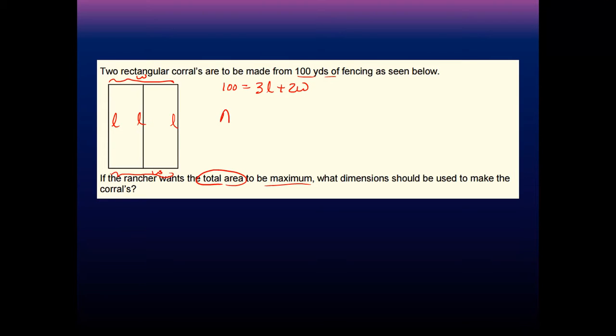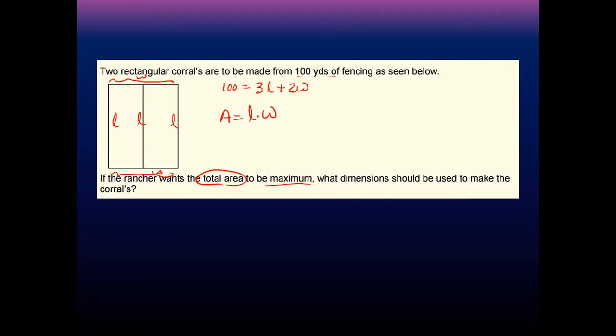Okay, how do we calculate the area of this corral? That's easy. Now that's length times the width. Length times the width. Okay, so we got that. So we actually made pretty good progress here, okay? Now what do we do? Okay, we want the area to be maximized, okay?